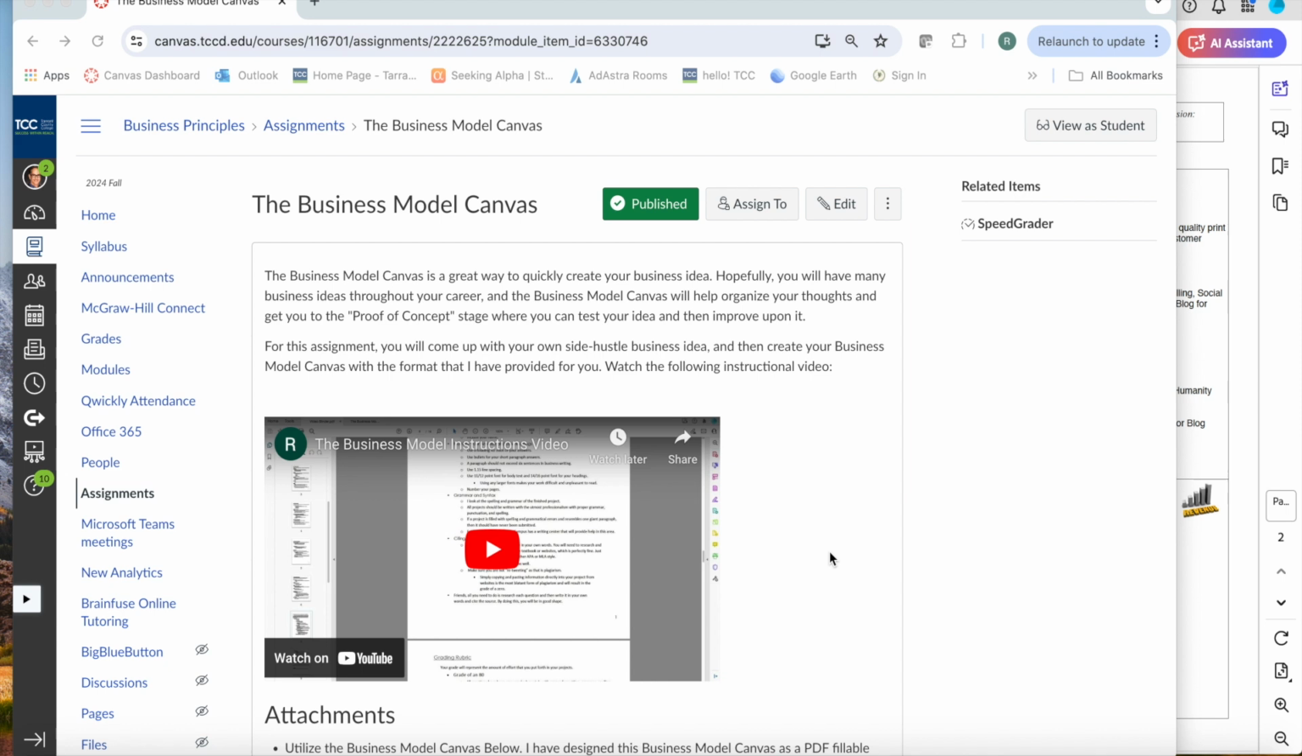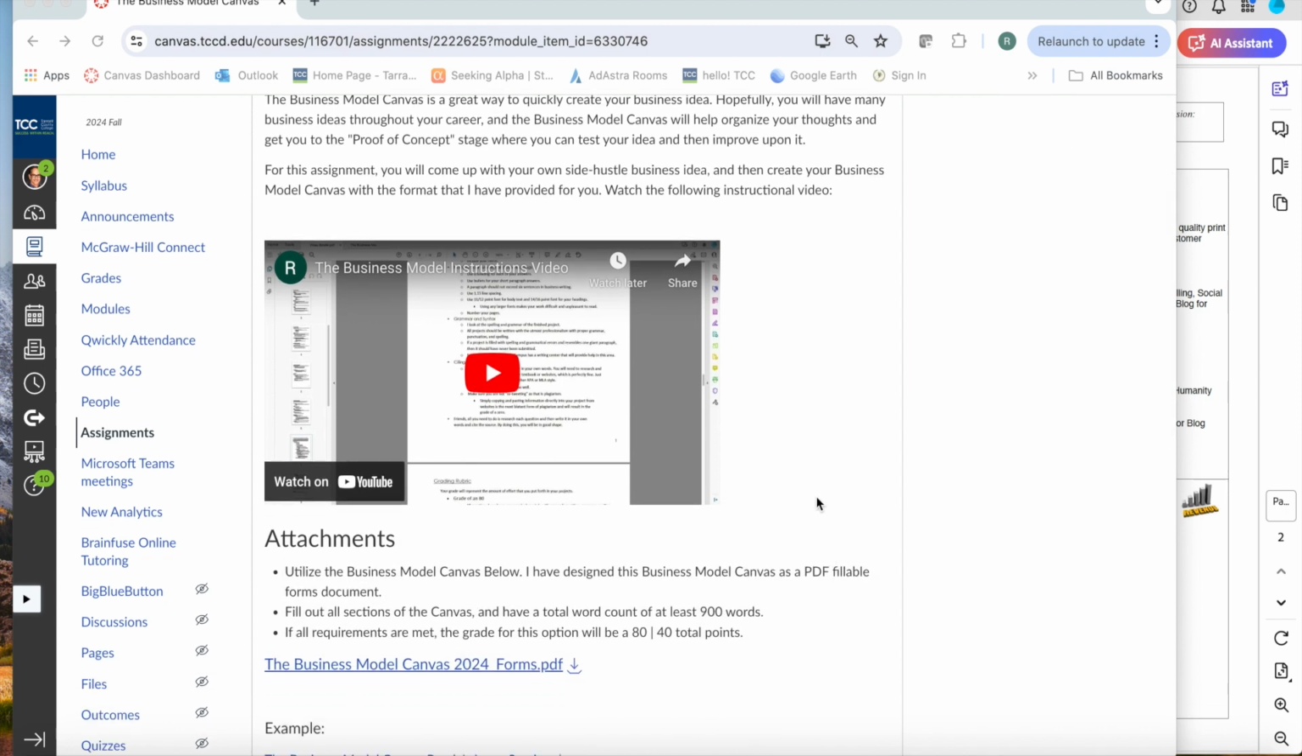As we've said in class, what we're trying to do is establish the proof of concept. Once you can get that going, you can test your business model, you can reiterate it, and then you can put it to use. And using a side hustle is a great idea to launch yourself into the world of entrepreneurship. So with that, these are the instructions of what you need to do.